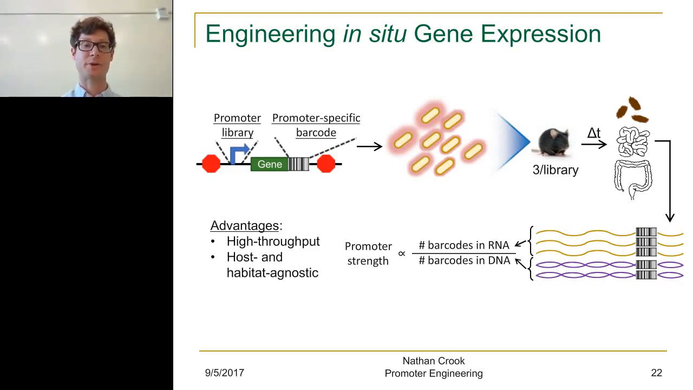Now, the advantage of this approach is that it's very high throughput, so you can measure hundreds of promoters in the same experiment, and it's also host and habitat agnostic. So you can take this approach and deliver gene products for eukaryotes, for example, into Saccharomyces boulardii, and you can do it in different habitats like the skin or the root microbiome, etc. So it's a very flexible approach.